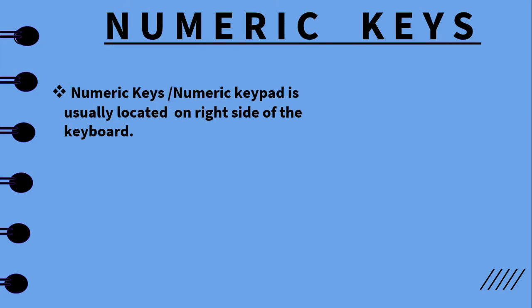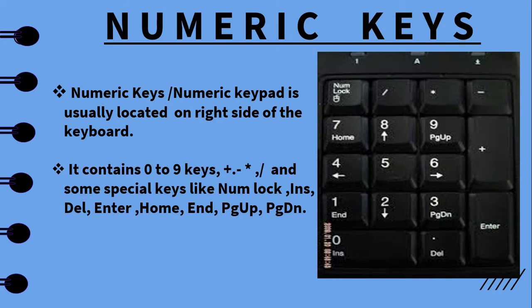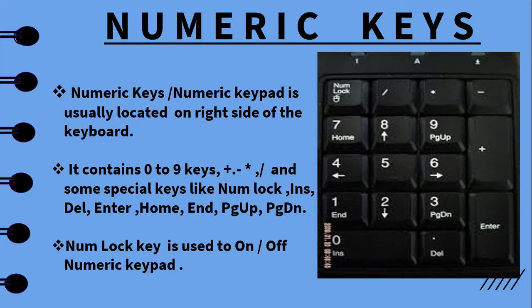Numeric keys. The numeric keypad is usually located on the right side of the keyboard. It contains 0 to 9 numbers and some arithmetic symbols. Some special keys like numlock, insert, delete, enter, home, and page up and page down. Numlock key is used to turn the numeric keypad on or off.